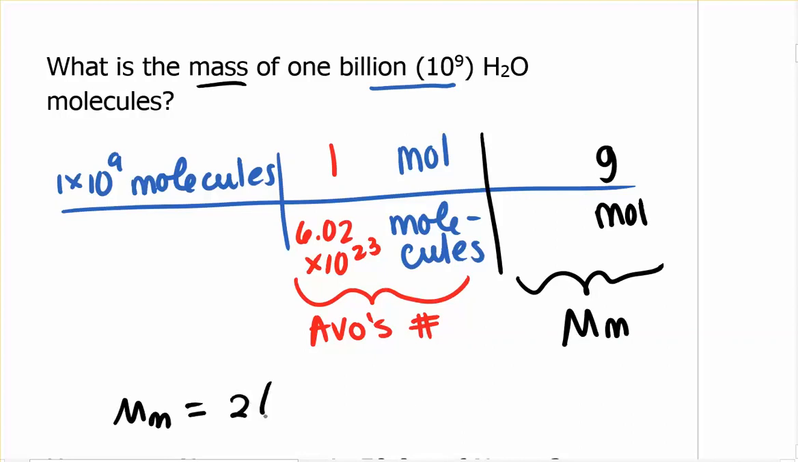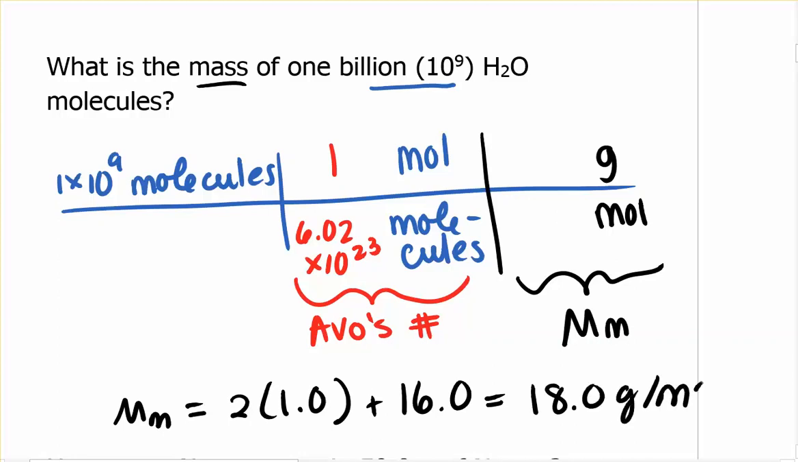There's 2 hydrogens and they're 1 each, 1.0, plus there's 1 oxygen, 16. That gives me 18 grams per mole. Again, when I use the molar mass, the number stays with the grams, so 18 grams per 1 mole. And then I get my answer.